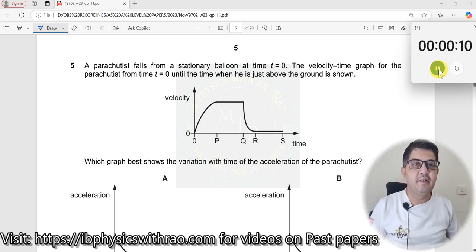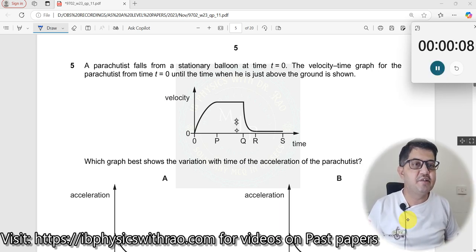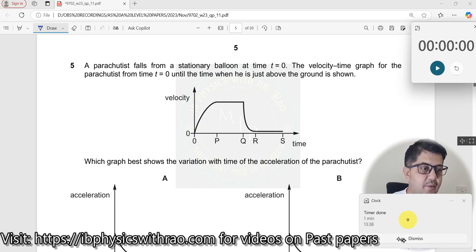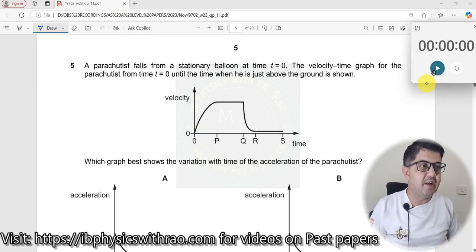Question number 5. A parachutist falls from a stationary balloon at time t equal to 0. The VT graph of the parachutist from time t equal to 0 until the time when he is just above the ground is as shown. Which graph shows the variation with time of the acceleration of the parachutist?